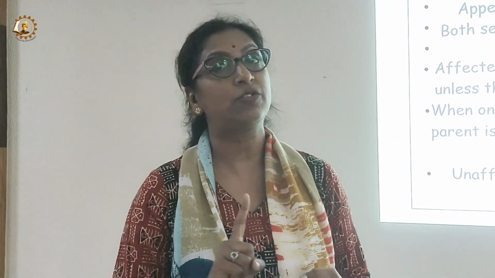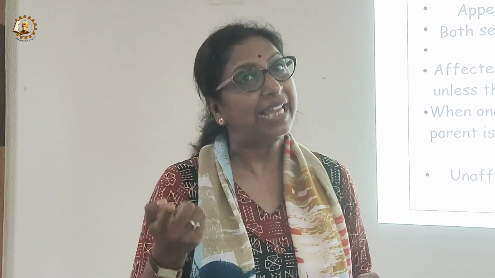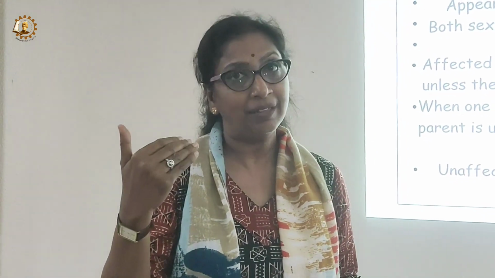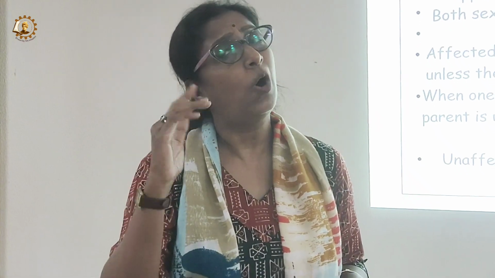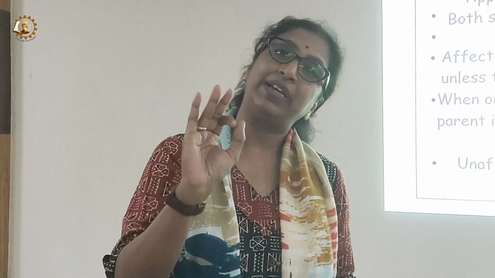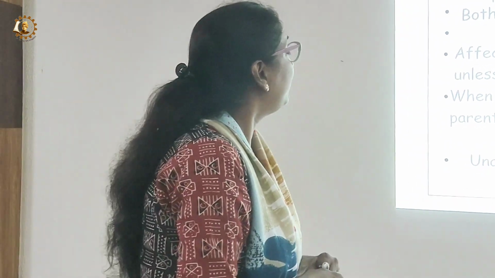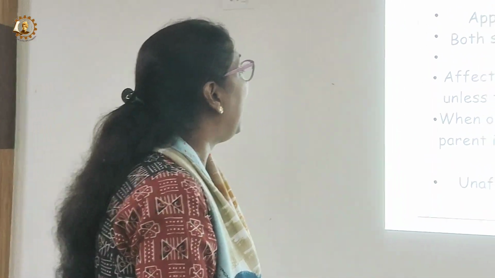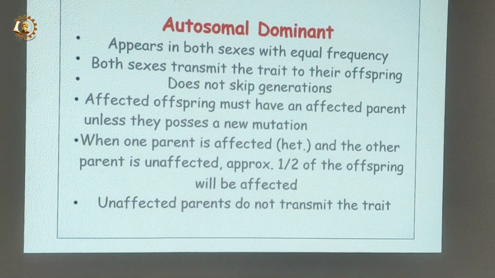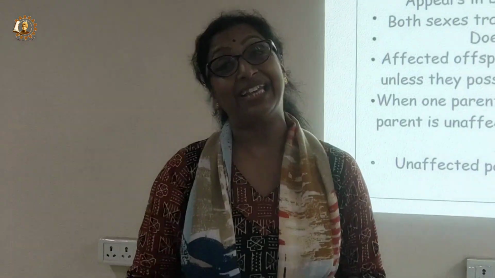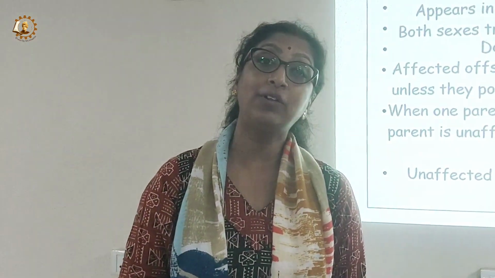Whether the pedigree is related to autosomal dominant, then you can see all the generations, they are having either one or more than the one affected individual. Affected offspring must have an affected parent unless they possess a new mutation. This is another difference and this is very important.